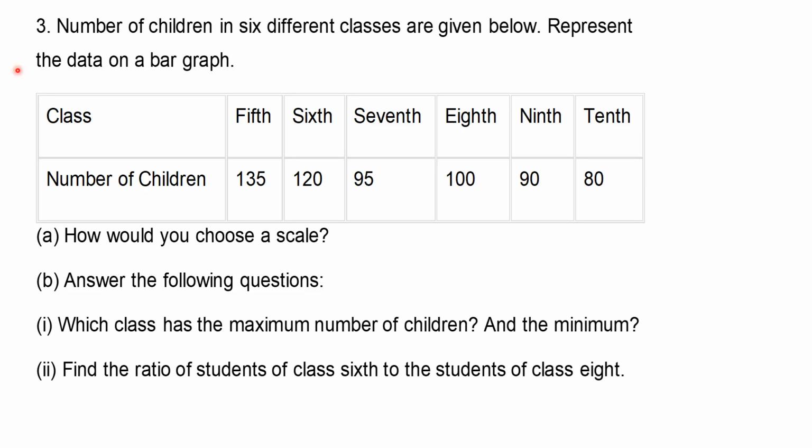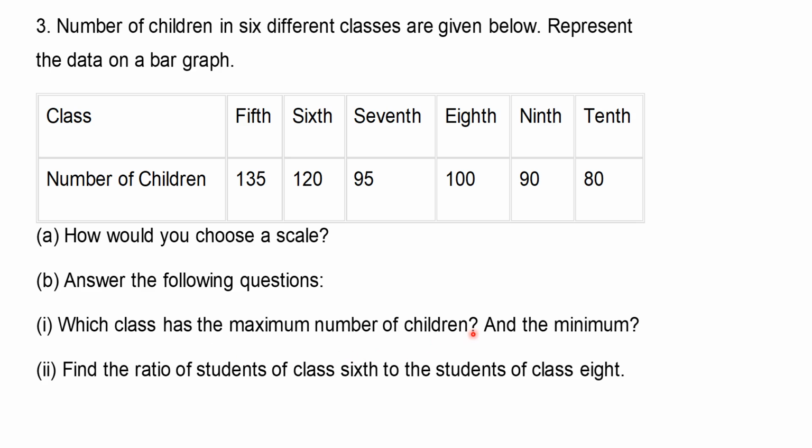Next question. For this you have to use graph sheet. Okay. Number of children in 6 different classes are given below. Represent the data on a bar graph. That means we have to draw the bar graph. So class 5th 135 students, 6th 120, 7th 95, 8th 100, 9th 90, 10th 80. How would you choose a scale? How do you choose the scale? We will take 1 unit is equal to 10 students. That will be easier. Okay. And answer the following question.